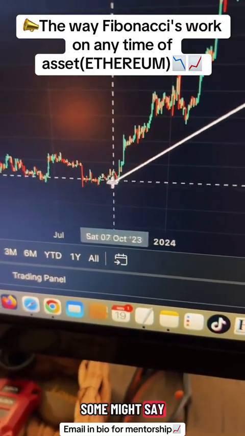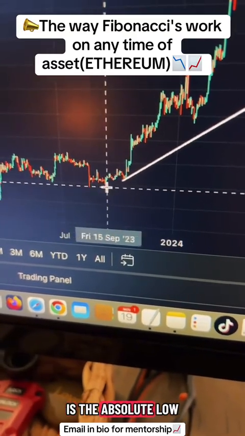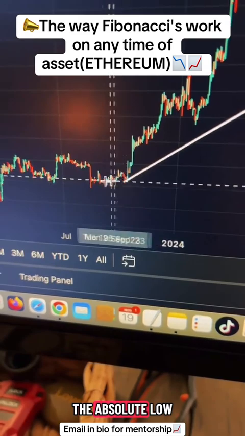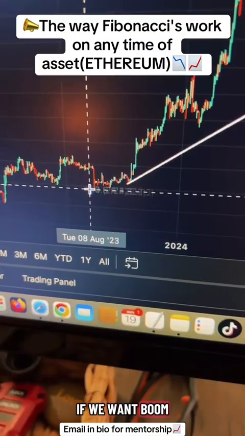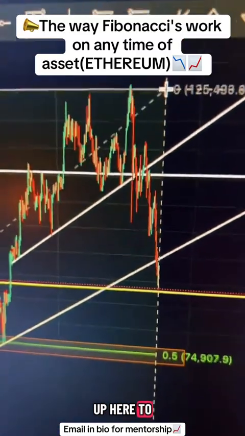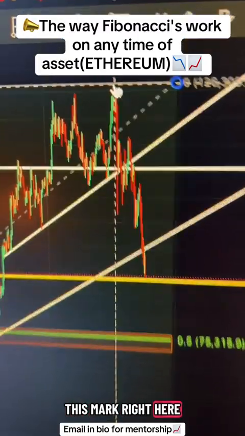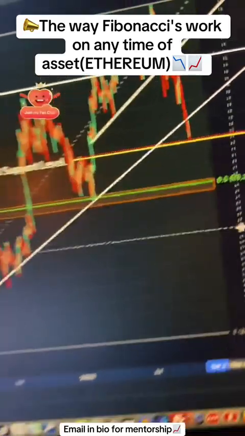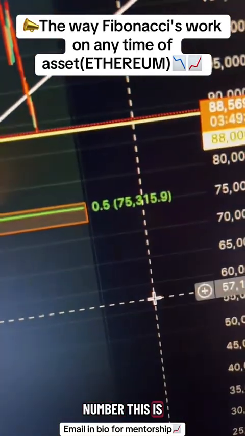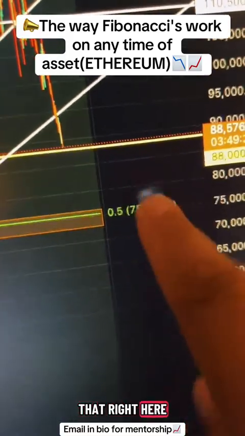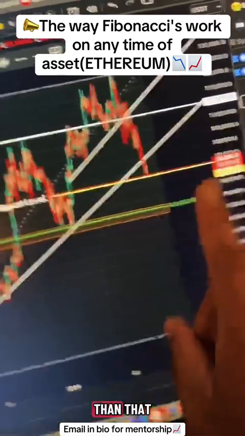Yeah. Somebody say, yeah, right up in here. So if I take this area right here, which is the absolute low, and we go all the way up here to the absolute high, 126. Bitcoin has never been higher than this mark right here. Look down here. Look at your 50% level. Tell me what number this is right here.